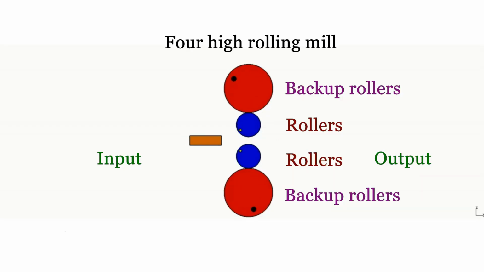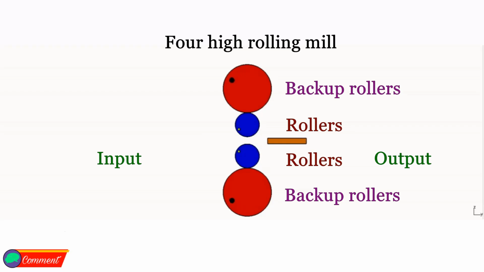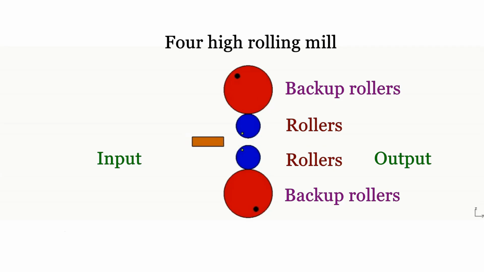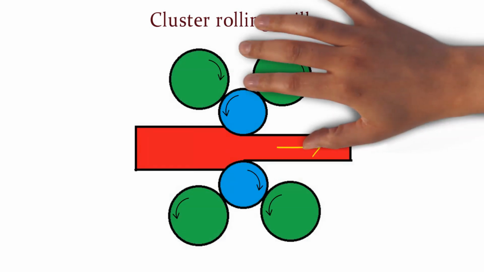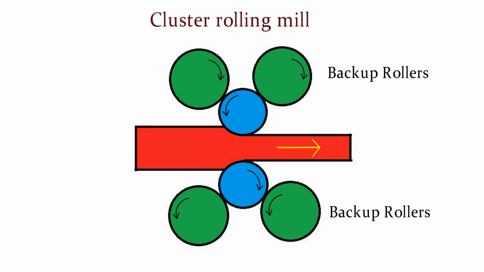Small rollers will exert pressure on the metal stock and thickness of material will get decreased. Rate of decrement is more in this case as compared to the other 2 cases which we have discussed above, and especially this rolling mill is used in case of rolling of hard materials. Next is cluster rolling mill. In this type of rolling mill, 2 or in some cases 3 backup rollers are used to reduce the thickness of hard material.